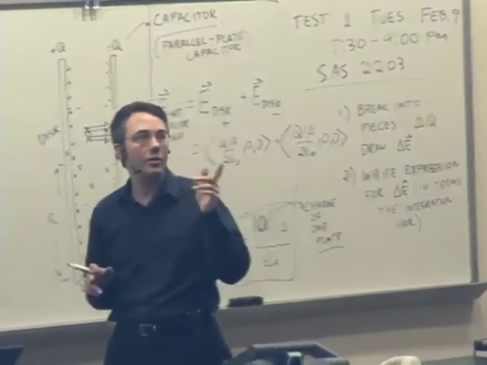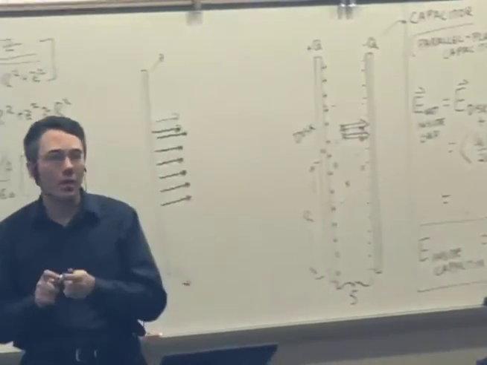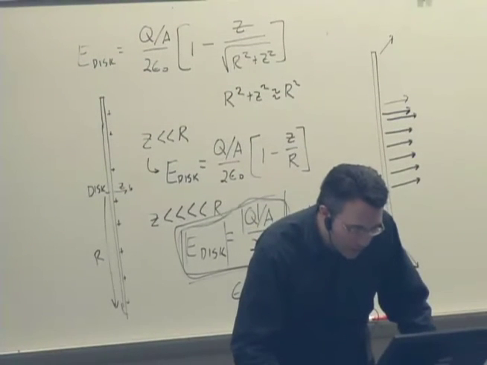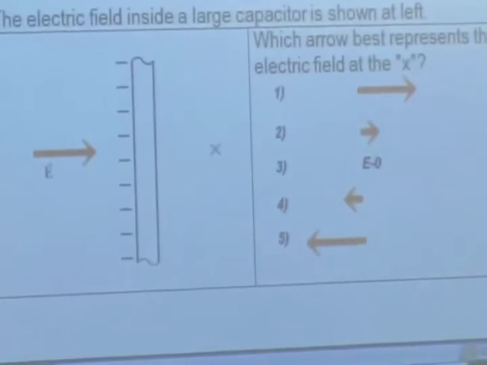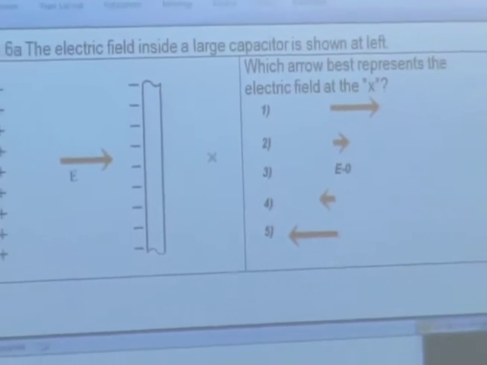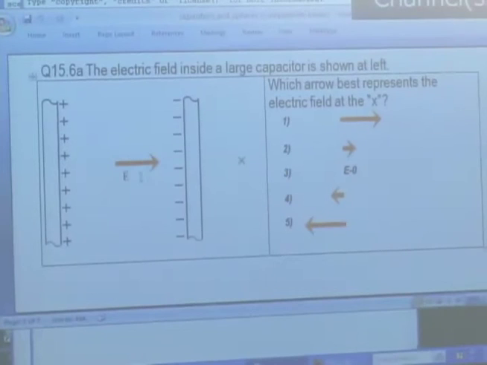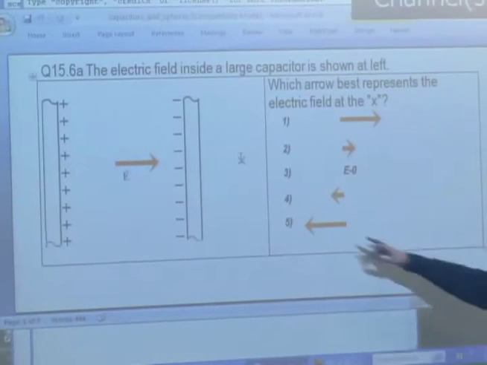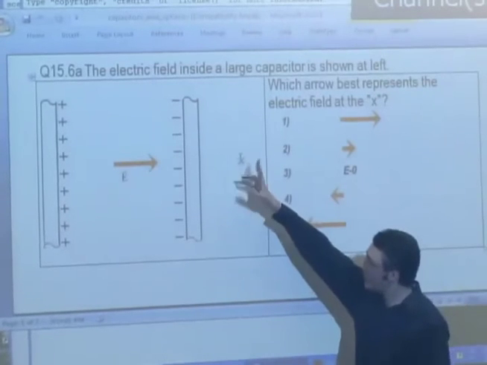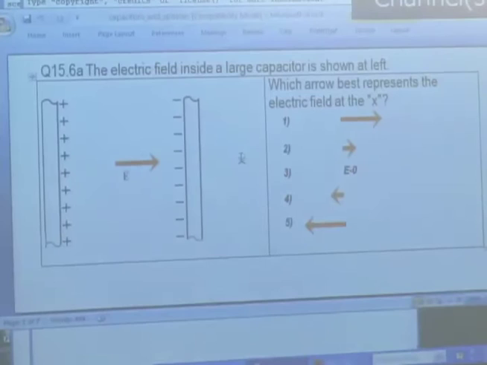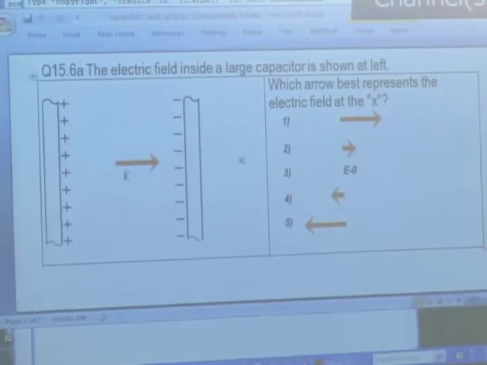Okay. Questions? What about at a different location? Let's ask a question about this. We know the electric field inside the capacitor, and we're not showing the whole disks here, but you get the idea. One's positive, one's negative. Here's E inside. Here's a little location, this little green x here, outside of the gap. It's outside of the negatively charged plate. Which arrow best represents the electric field at that little x?